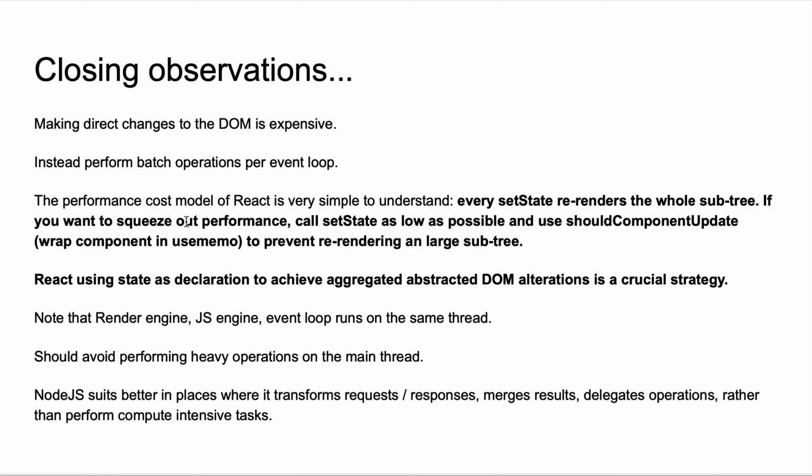One thing you need to understand is that when you call set state, it re-renders the whole subtree. So if we want to be performant, we need to call set state only when needed. That means we need to be stingy in calling set state. And we also need to use shouldComponentUpdate and useMemo, so that we minimize re-rendering of the large subtree. Okay, so understanding how React works helps us to empathize with how to use set state, useMemo and shouldComponentUpdate.